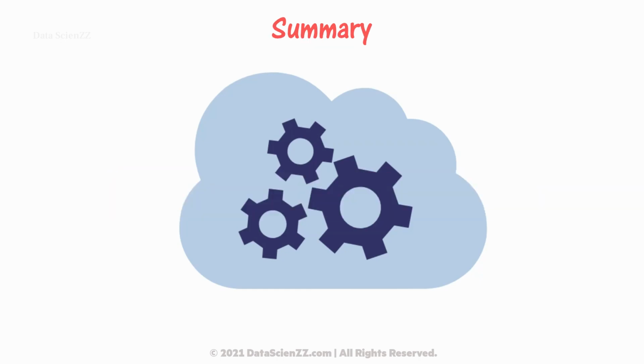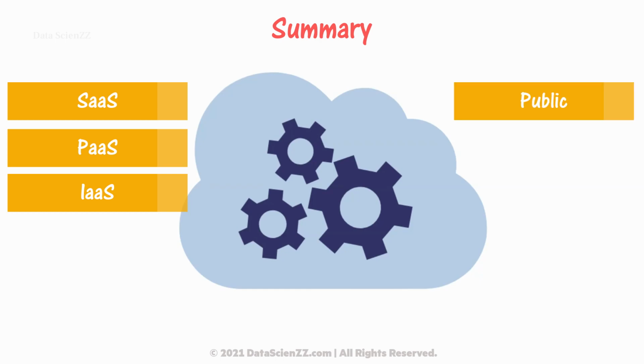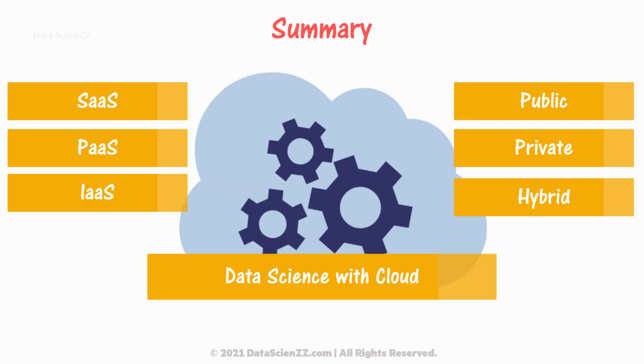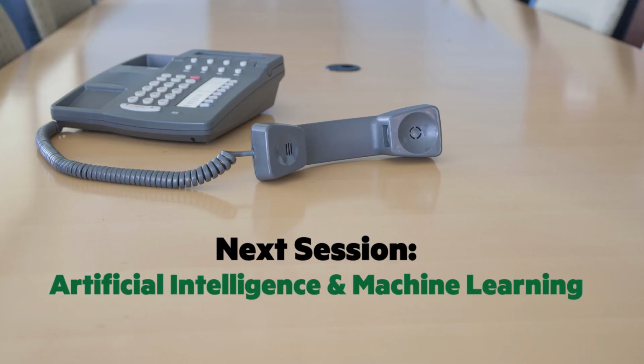So, hope this gives an overview of cloud computing, and basic cloud services like infrastructure as a service, platform as a service, and software as a service. We also talked about public, private, and hybrid clouds. Finally, we also discussed how data science and cloud computing are linked together. In the next session, we'll talk about artificial intelligence and machine learning.